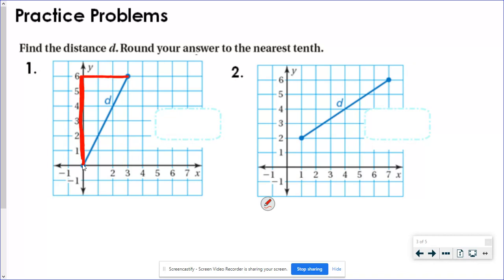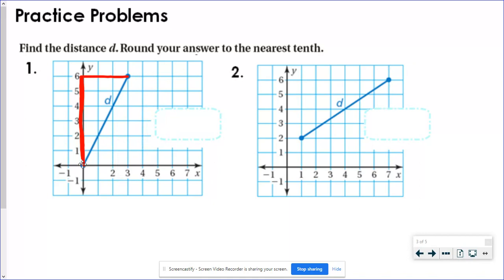Please don't try to draw something in like, oh, I'm going to go down here and then over to there. It has to be just horizontal and vertical, or the Pythagorean theorem doesn't work because we've got to be able to get a right angle.